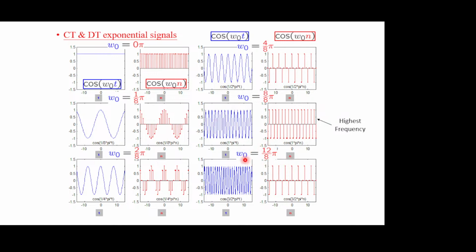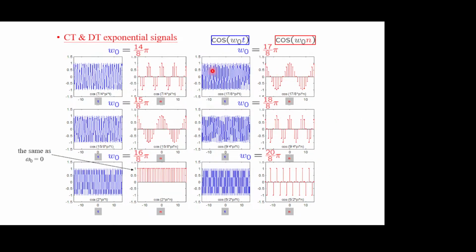And when you increase your omega naught further, your signal kind of goes back. And when your omega naught reaches 2 pi, the signal actually becomes constant once again, even though the continuous time signal is oscillating very fast. But in discrete time, you don't see this oscillation, you just see the constant function. And if you increase your omega naught even more, this whole thing repeats.